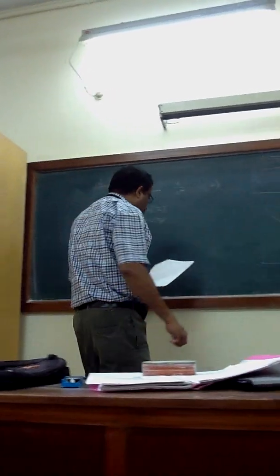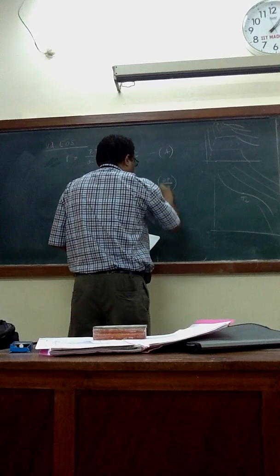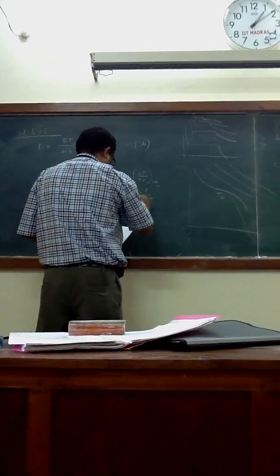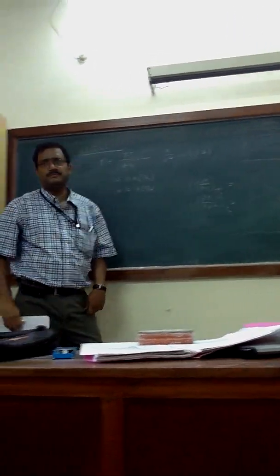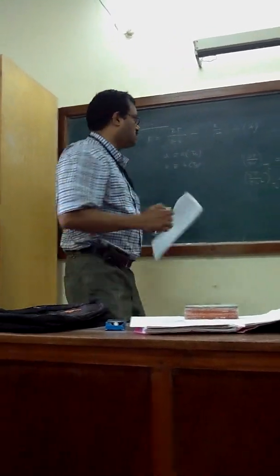At this point, ∂P/∂v at Tc and ∂²P/∂v² at Tc can be written as something. What is that? At that point, is ∂P/∂v positive or negative? Is it positive or negative?